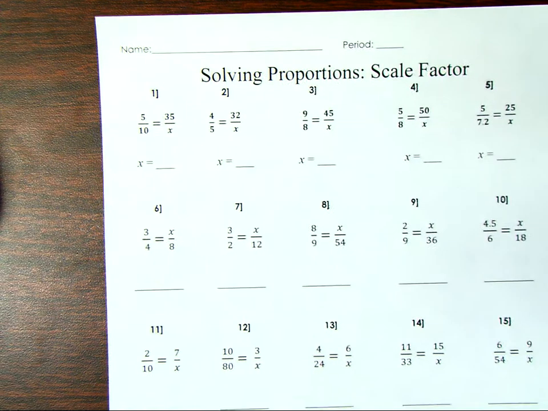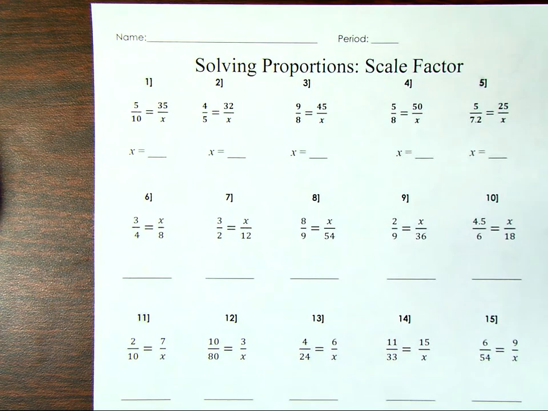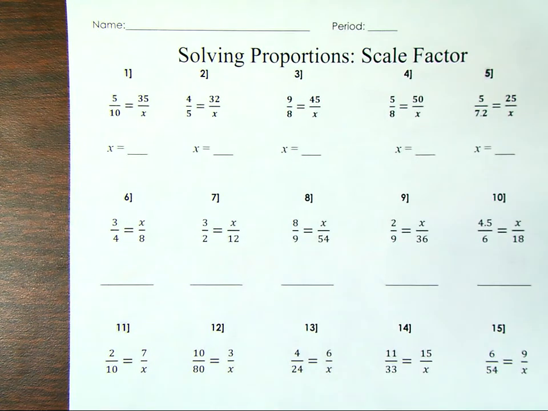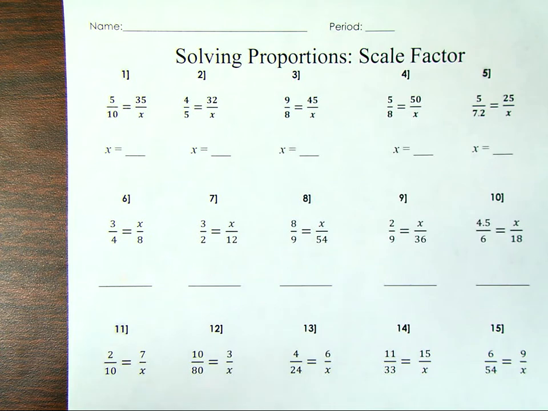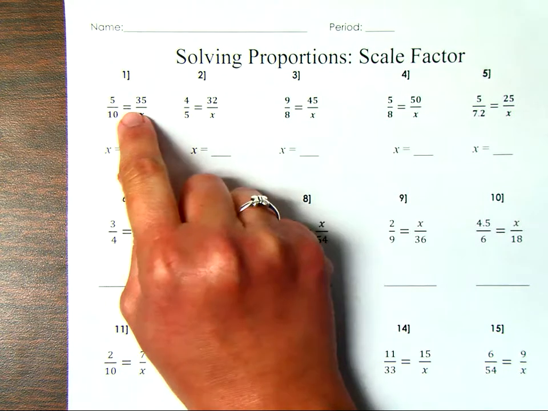All right, today we're just going to review something that we've already talked about in 6th grade: solving proportions. So in case you forgot, proportions are two equivalent ratios. A ratio is a comparison between two numbers. A rate is a special kind of ratio where it is a comparison between two unlike things, like miles per gallon. And then proportions are two equivalent ratios or rates.